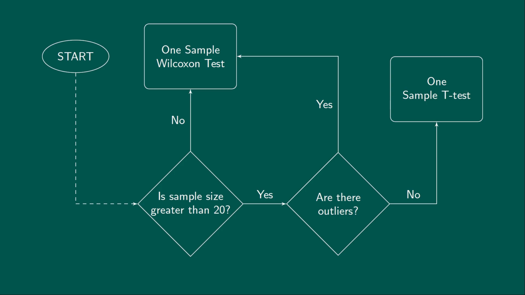The following flowchart will help you decide which of the two tests you will use for a one sample test of significance. We first ask if the sample size is greater than 20. If the answer is no, then we use the one sample Wilcoxon test. Otherwise, we identify if there is at least one outlier in our dataset. We may use the box plot to identify possible outliers. If there is no outlier, we use one sample t-test. Otherwise, we use one sample Wilcoxon test.